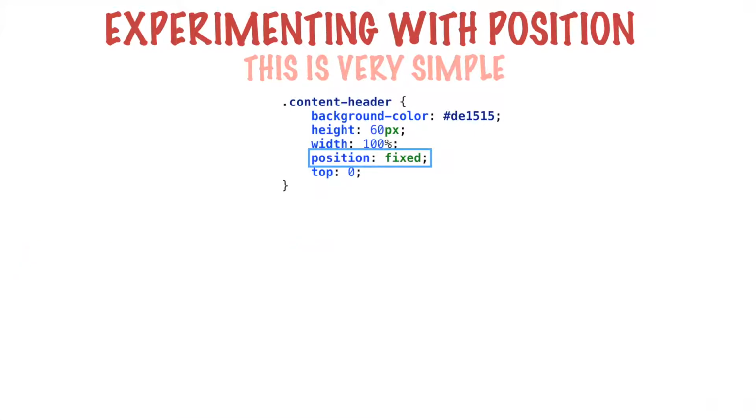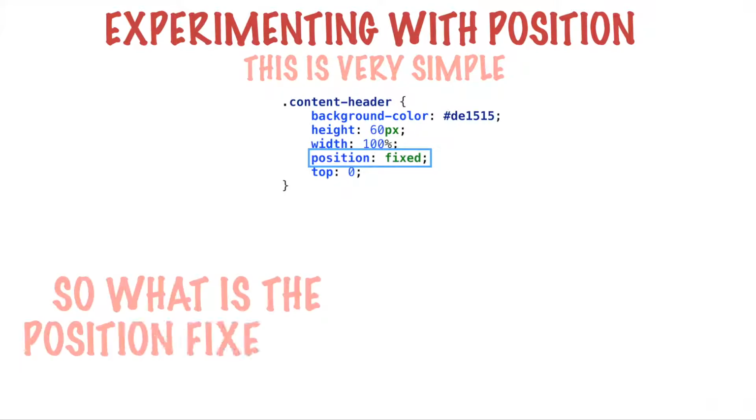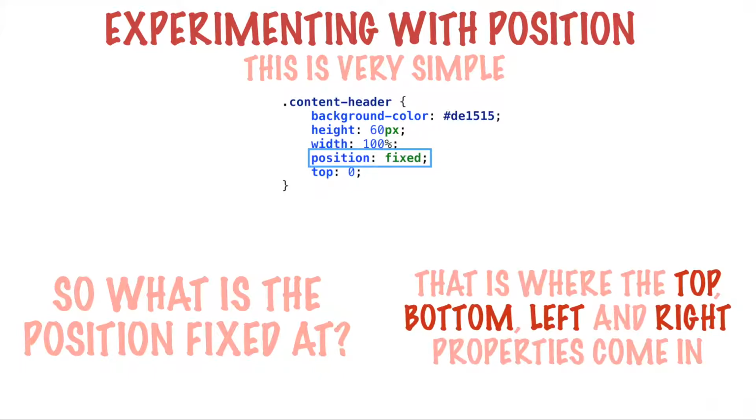When we use the term position: fixed, what is the position fixed at? So what are we fixing this position to? Fixed to what? That's the question. This is where the second property that we added, top, comes into the picture. Along with top, bottom, left and right are also properties that can be specified with position: fixed.